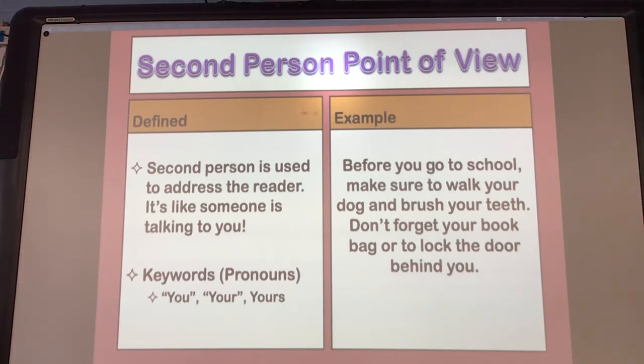Yep. Second person, used to address the reader, and then you're going to want to write the keywords down.